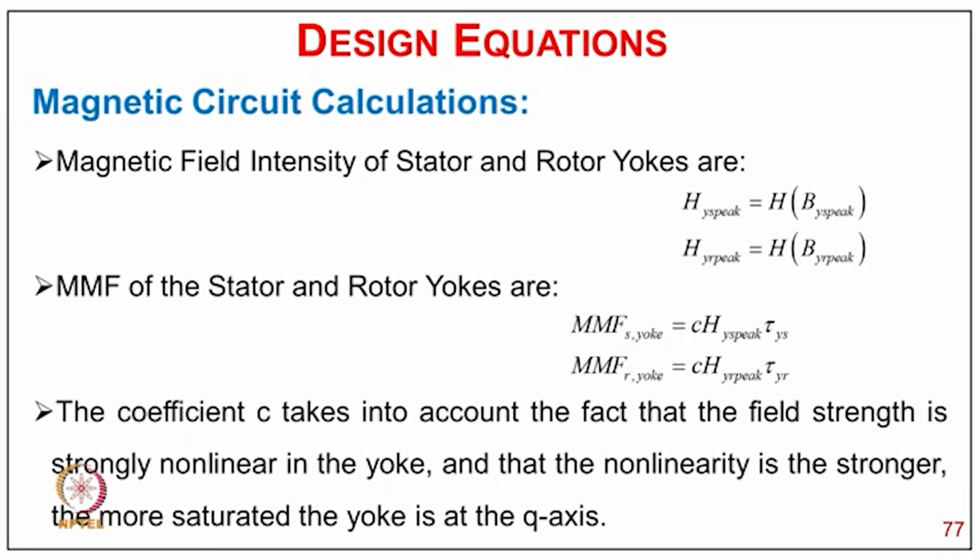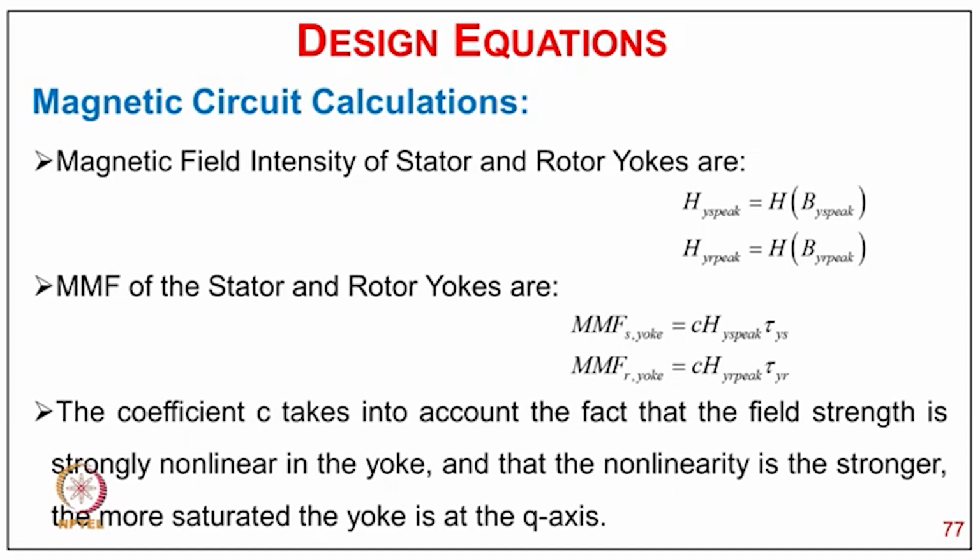So now coming to the magnetic flux density of the stator and rotor yoke, you can call it H. H peak is equal to H as a function of the flux density in the stator yoke peak, and similarly for the rotor, H peak is equal to H as a function of the peak flux density in the rotor yoke. So MF for the stator yoke can be calculated as C into H_ys peak into tau_ys, and MF for the rotor is equal to C into H_yr peak into tau_yr. So that is per unit MF multiplied by the length of the magnetic circuit path.